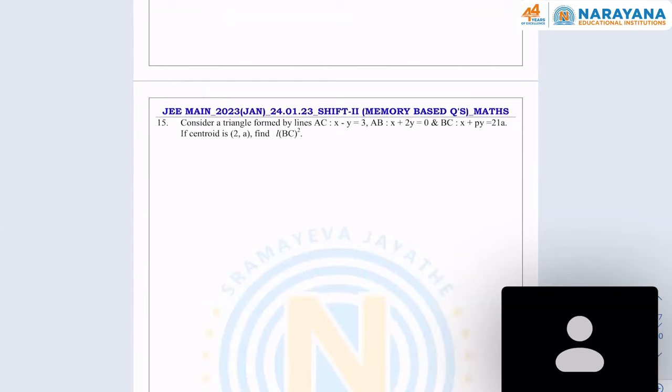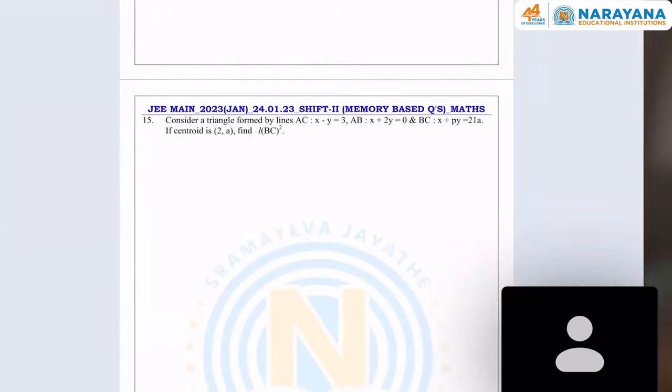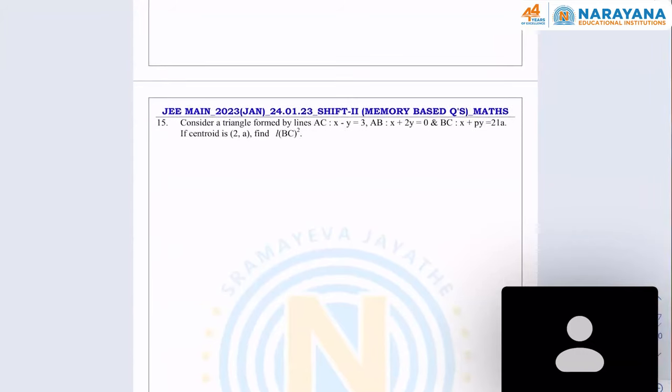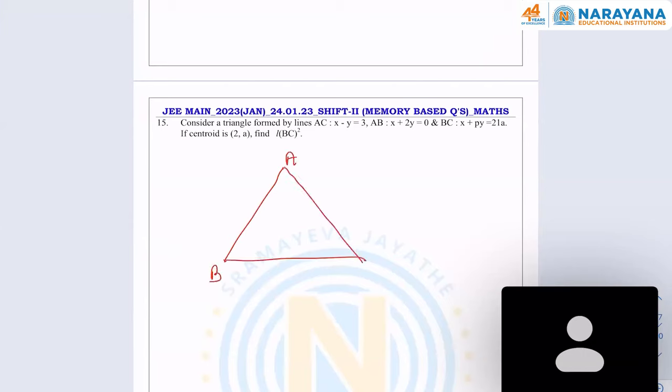Next one, consider a triangle formed by the lines AC: x minus y is equal to 3, AB: x plus 2y is equal to 0, BC: x plus py is equal to 21a. If the centroid is 2 comma a, find the length BC square. So here we have the triangle ABC. A is 2 comma minus 1.